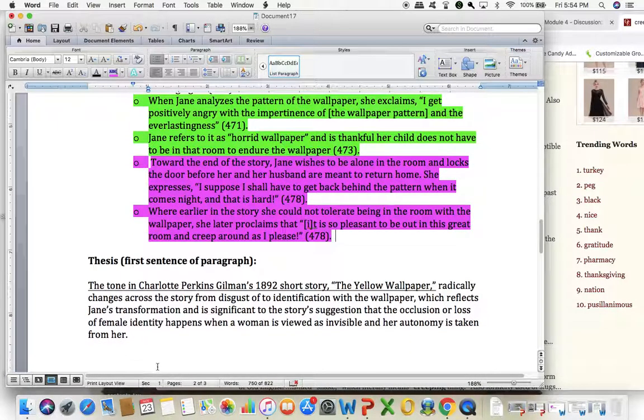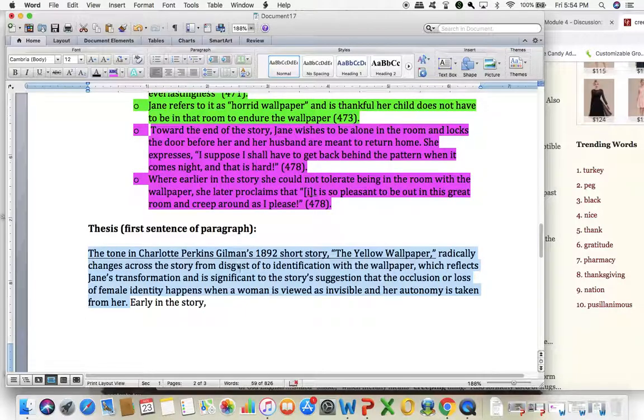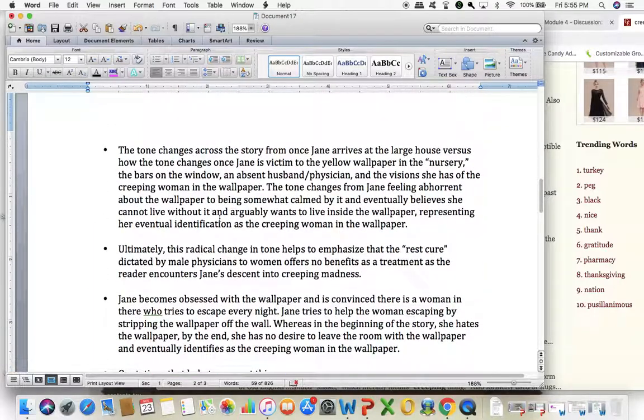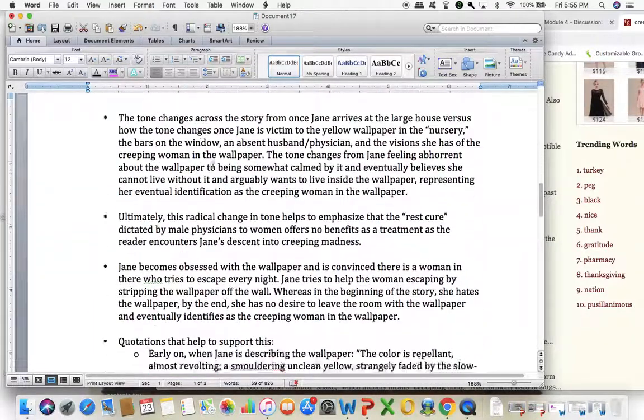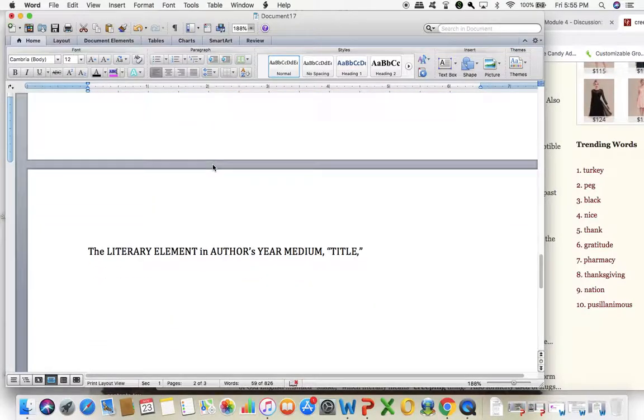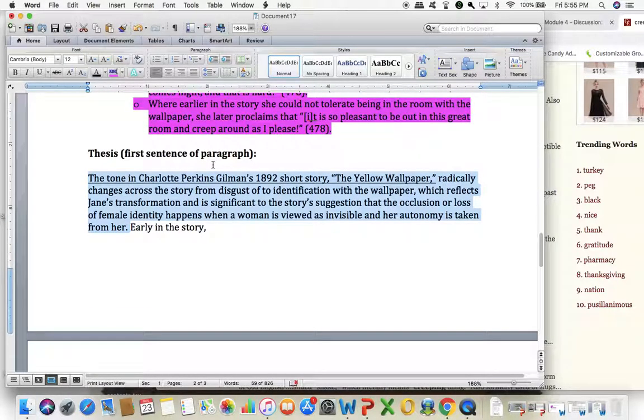So I might say something like, early in the story, now I'm just writing this. This I took longer to write. This probably took me about 15 to 20 minutes. And that was after I had already done all of this free writing about the story, and really thinking about, well, what exactly am I arguing in terms of tone and my interpretation of the story.